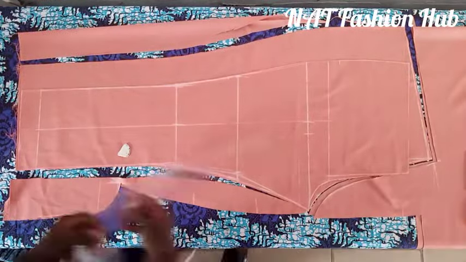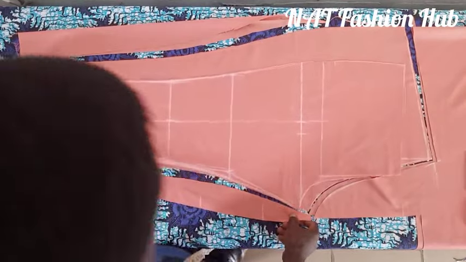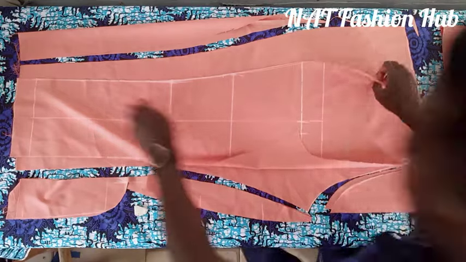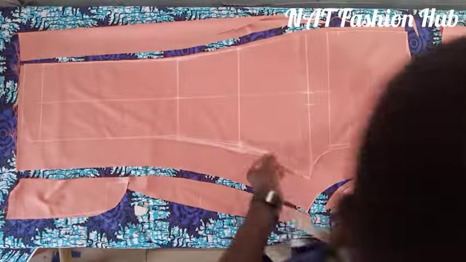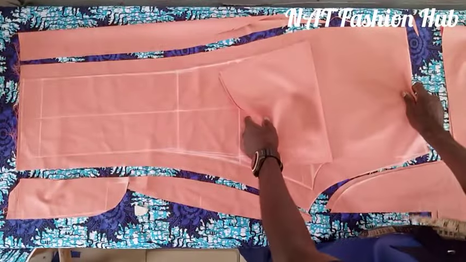Alright guys, so we are done cutting this trouser. Alright. So this is the front piece. Alright. The front piece, and these are the back pieces.